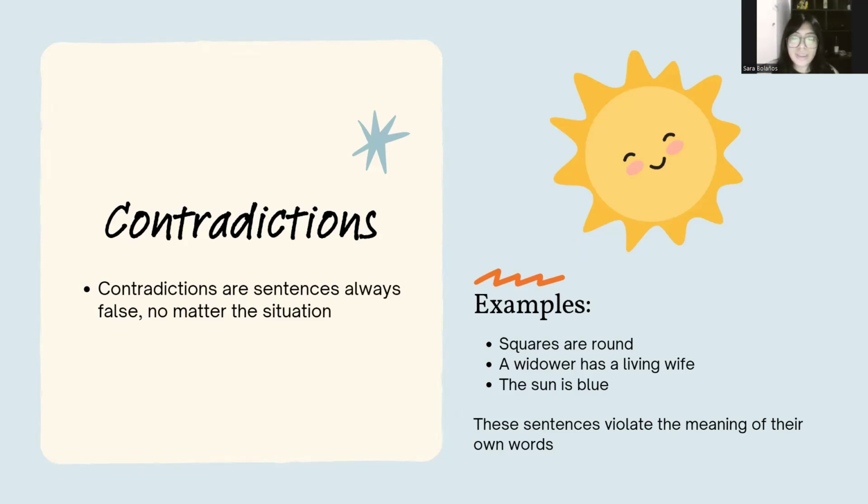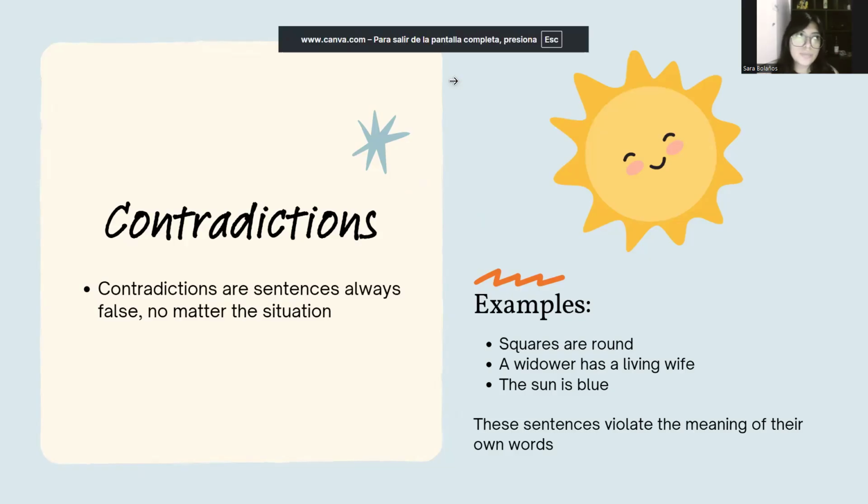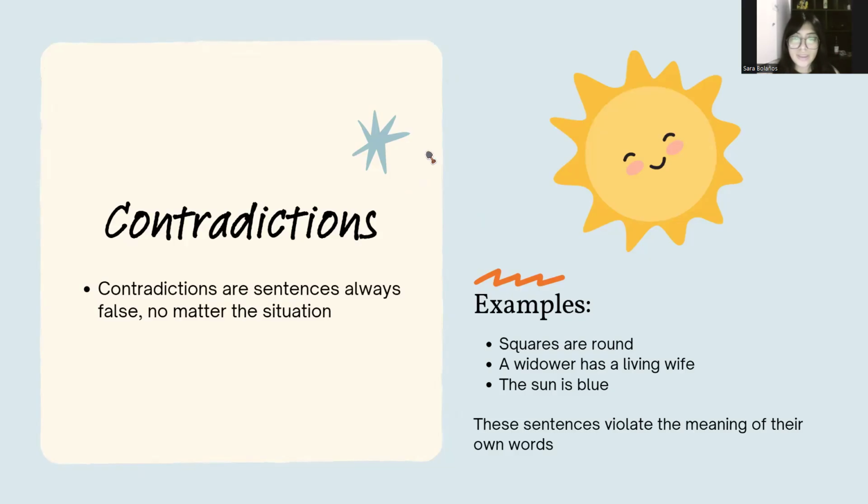Contradictions violate the meaning of the words. They help us understand semantic rules because they show we cannot accept the meaning.